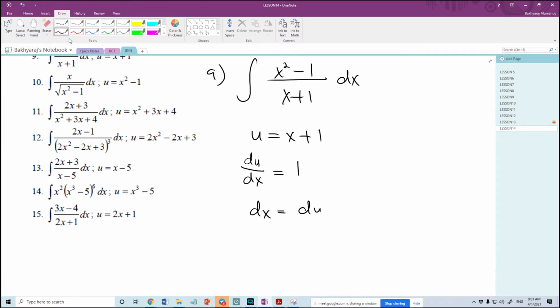Okay, now we go for the substitution. Integrate x square minus 1 over u, and du you substitute as dx. So ini boleh ganti dah, ini boleh turn as du. Okay, now what is the problem? Apa problem kita? Yeah, we still have x. Macam mana ni? We still have x.